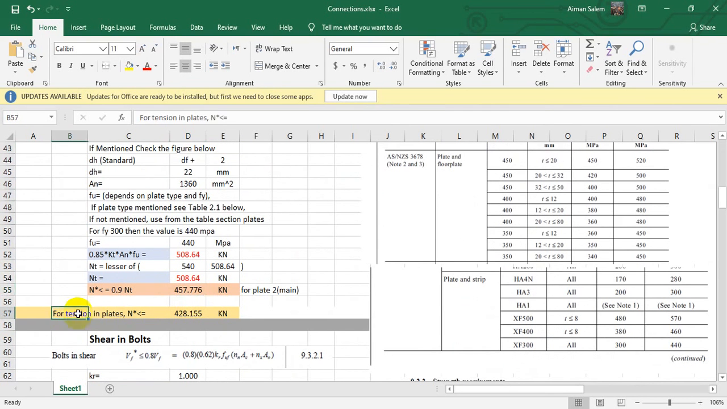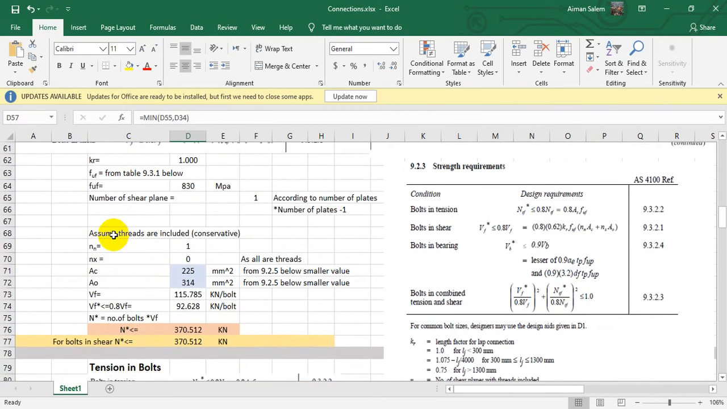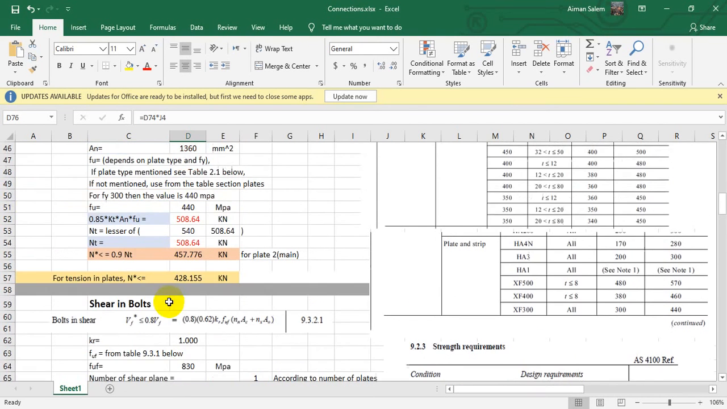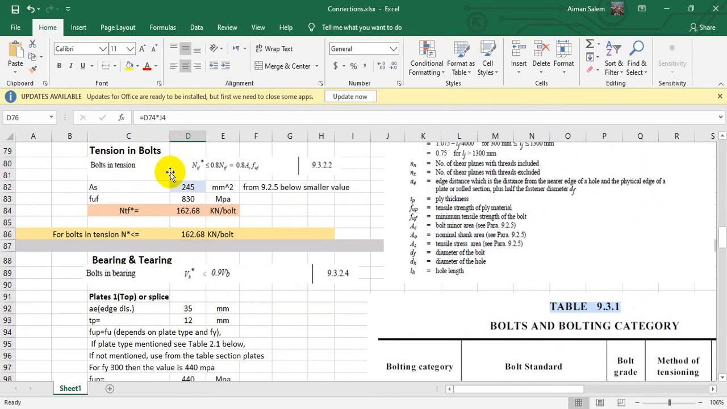This means the maximum force we're going to have for the tension is 428. However, when we go to the shear in the bolts, we find that the maximum force going to apply is 370. So that means the bolt is going to fail in shear earlier than the plate is going to fail in tension. And we move forward. We don't have a tension in our bolts, as I said. We don't have a moment here.